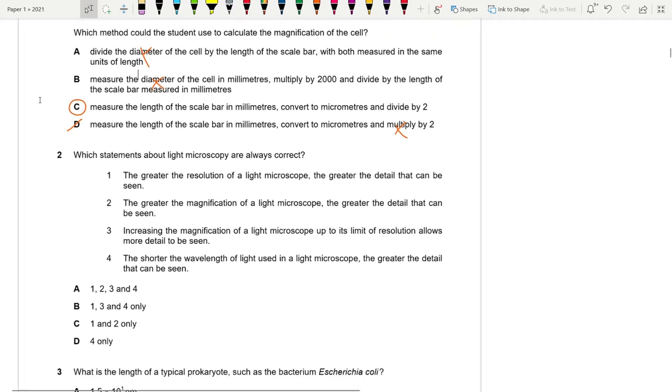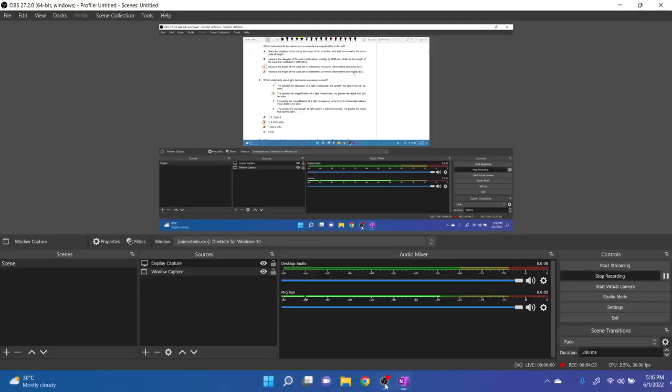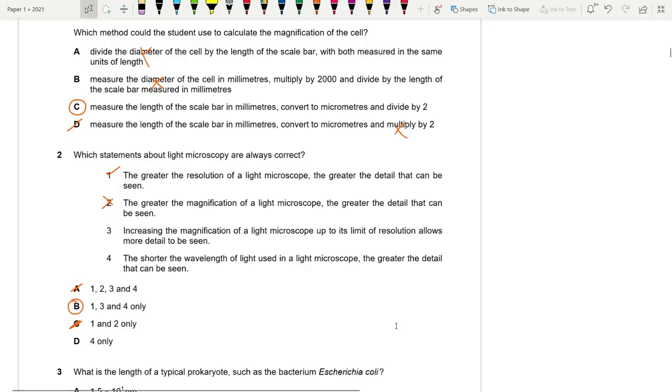For 2, which statements about light microscopy are always correct? The greater the resolution, the greater the detail that can be seen. I agree with this 100%. This is right. The greater the magnification, the greater the detail. No. With magnification, you also require resolution. So 2 is wrong. And we just figured out that 1 is correct, right? So it has to be B. Increasing the magnification up to its limit of resolution allows more detail to be seen. Now this is good. This makes a lot of sense, right? The shorter the wavelength of light used, the greater the detail, right? The shorter the wavelength, the greater the resolution. Okay, this is also true. So 1, 3, and 4 are true.